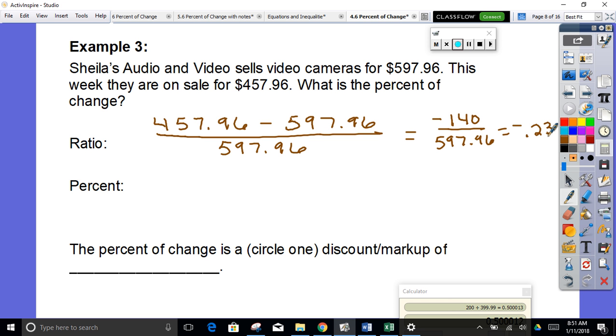Okay, and what did you circle here? Discount. The negative sign, when you get a negative sign, that basically means that it's a discount. So 23%. And if you rounded it to the nearest tenth instead, I have 23.4%. Okay, any questions about number 3?